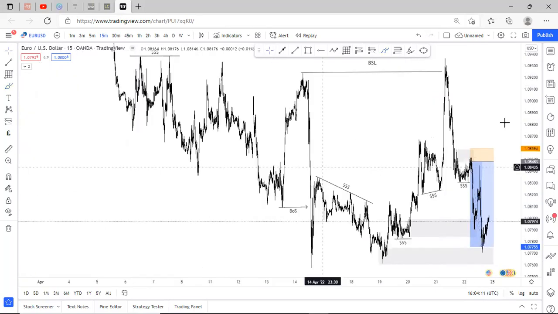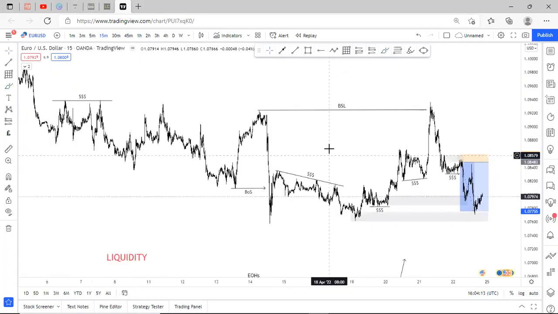I hope you were able to understand liquidity with my explanation. If you have any further questions, you can leave them down in the comment section. I will reply to them.